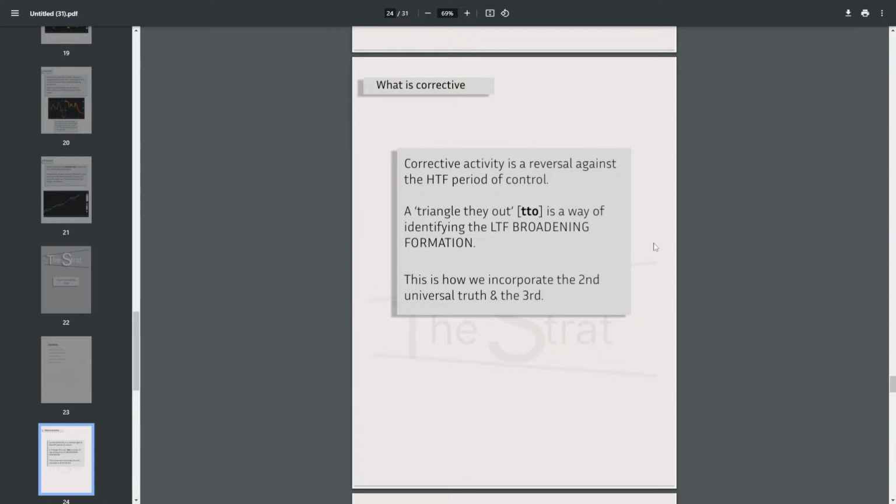A triangle out, or TTO, is a way of identifying the lower time frame broadening formation. And this is how we incorporate the second universal truth and the third, continuity plus the try.